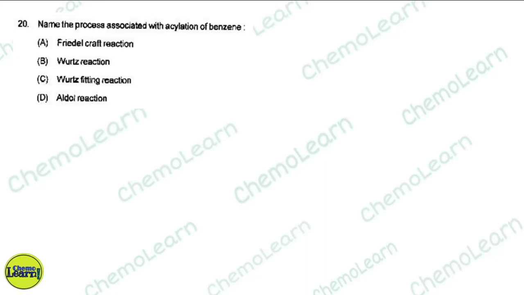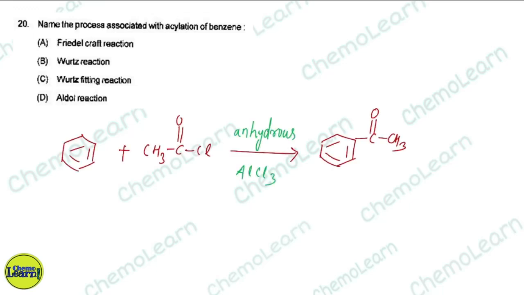Name the process associated with acylation of benzene. Friedel-Crafts reaction, Wurtz reaction, Wurtz-Fittig reaction, aldol reaction. The Friedel-Crafts reaction is of 2 types, Friedel-Crafts alkylation and Friedel-Crafts acylation. So, in Friedel-Crafts acylation, the acyl group CH3CO is added in presence of anhydrous AlCl3 to benzene or substituted benzene. So, Friedel-Crafts reaction is the right answer.